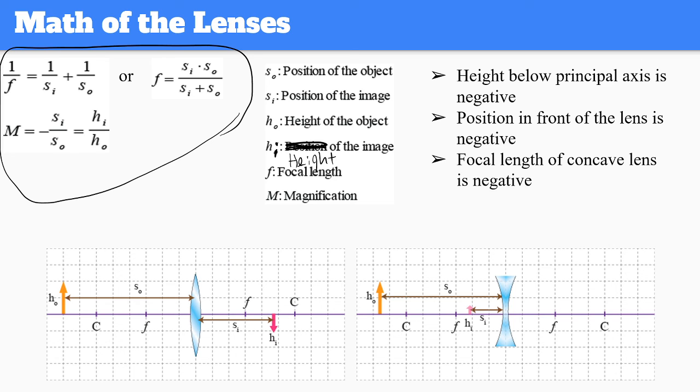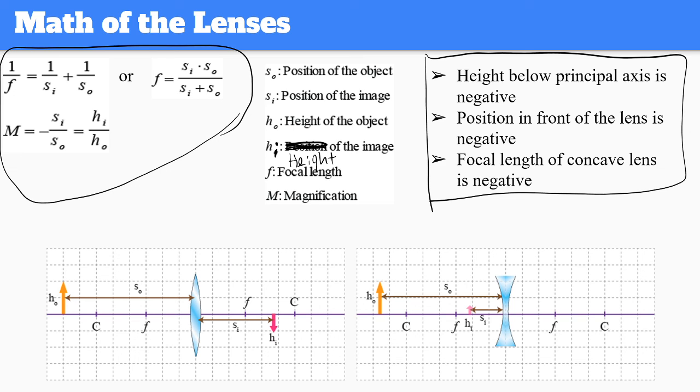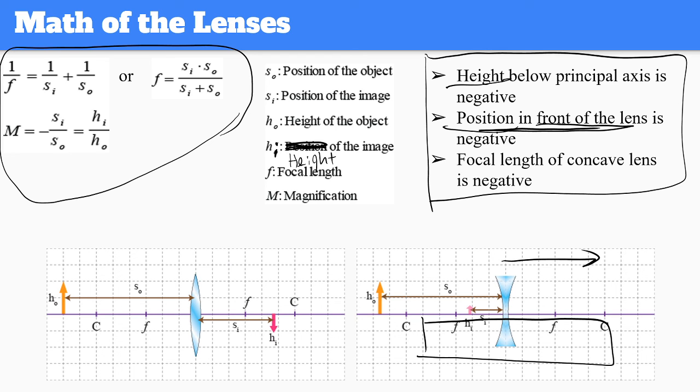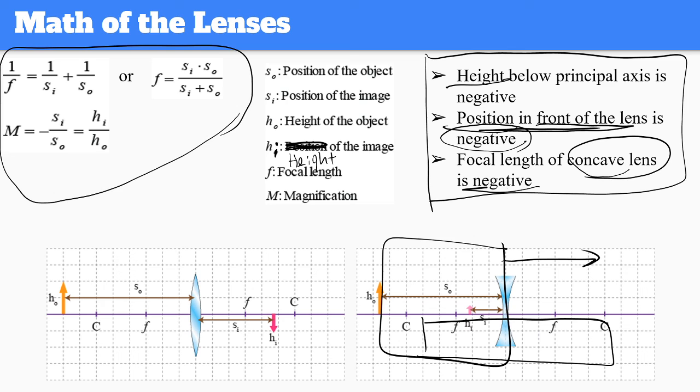Alright, so these are the important notes that you guys need to know. Height below the principal axis is negative, so this region is your negative region for the height. And for position, for mirrors it was behind the mirror, but for lenses, in front of the lens is going to be the negative region. And focal length for a concave lens will be negative. That's what you guys need to worry about.